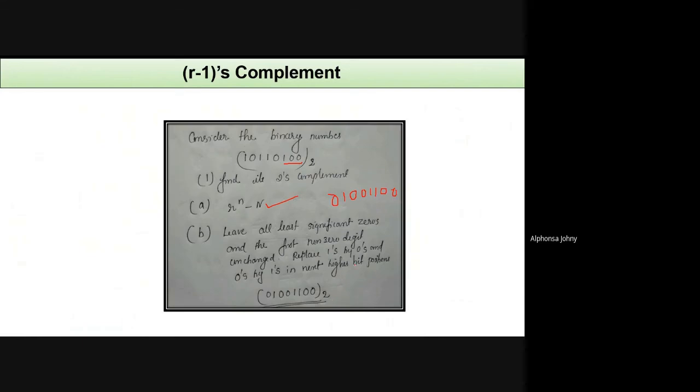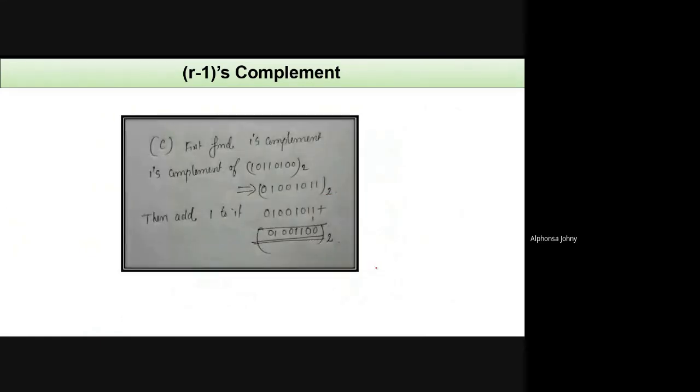This is the second method for finding the 2's complement in the case of the binary number system. But we are commonly going to use a third method. That is, first we need to find out the ones complement of the given number. Then we need to add a 1 to it to form the equivalent two's complement.